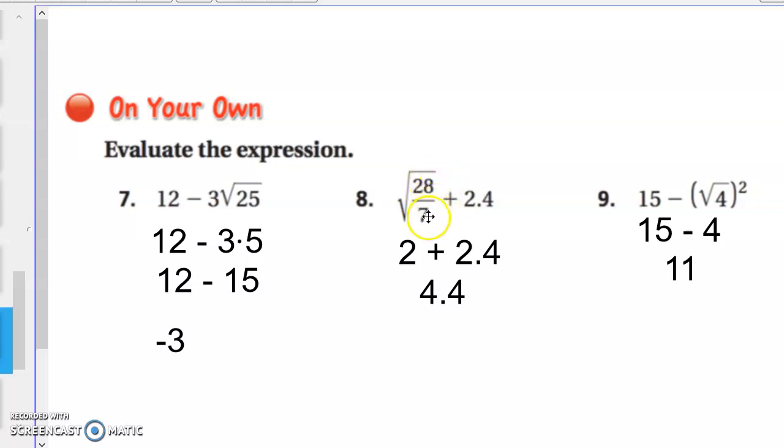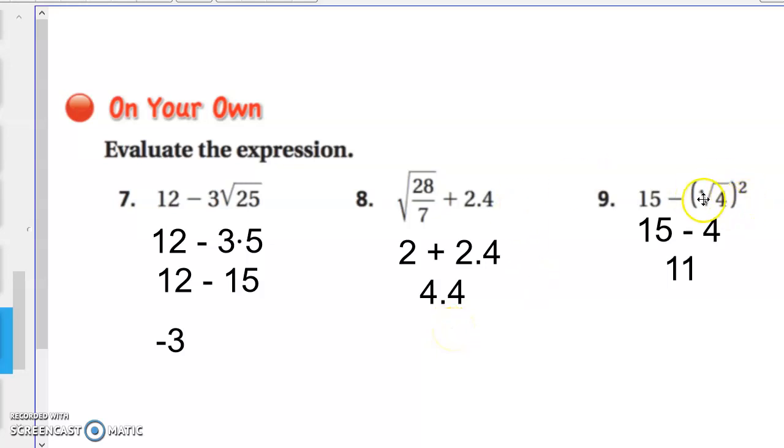For this one, 28 and 7 are not perfect squares. But if I take 28 divided by 7, that is 4. And 4 is a perfect square, so the square root of 4 then would give me 2. And then that leaves me with 2 plus 2.4, which just gives me an answer of 4.4.